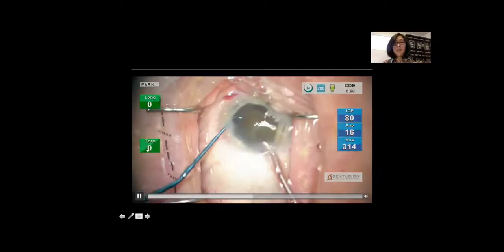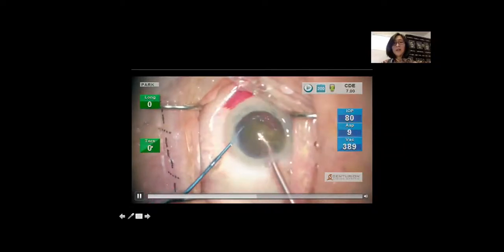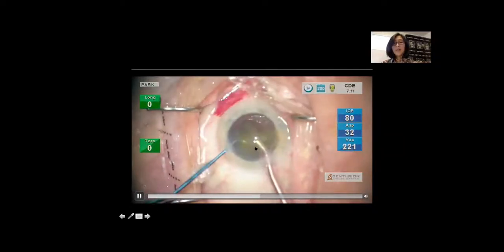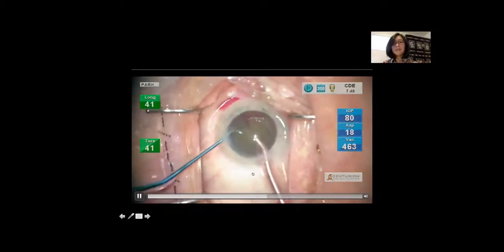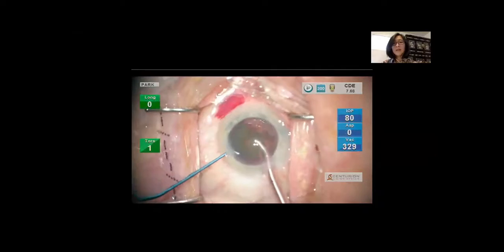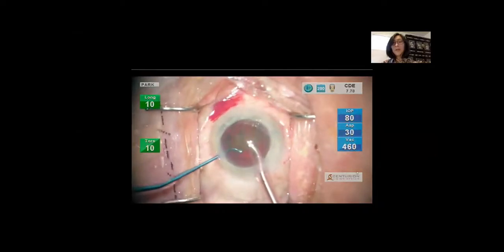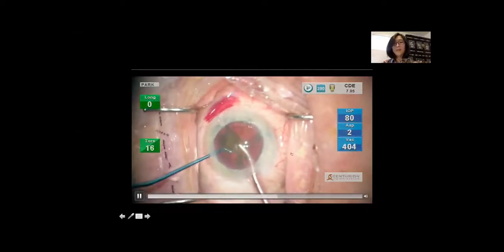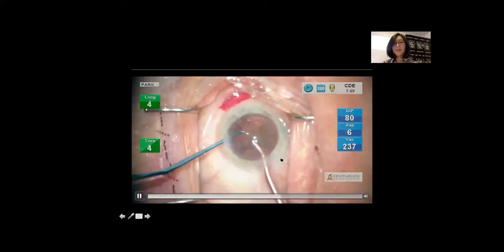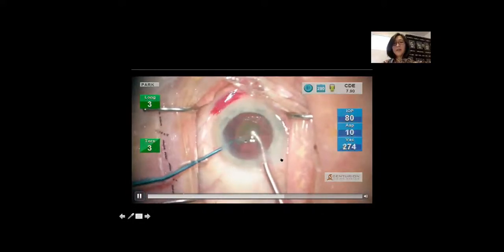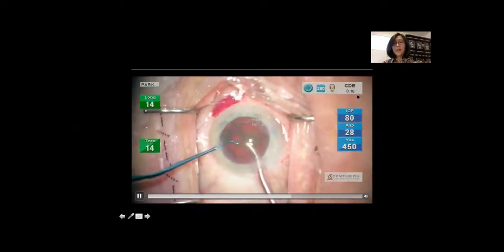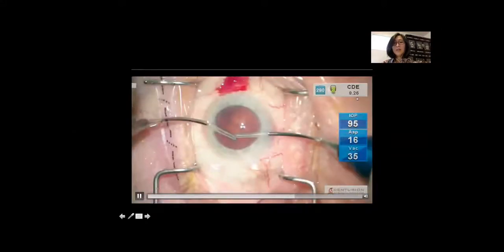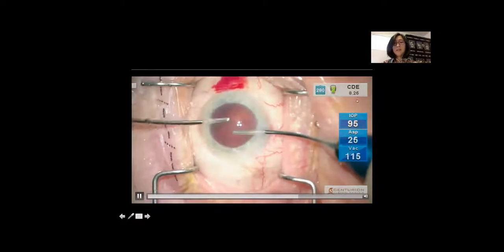You can see here the amount of torsional energy that's being used. This is linear, and I'm using chop to break up this lens into smaller and smaller pieces, and then utilizing simply phaco and vacuum. This is just bringing up this entire lens. You can see our amount of dissipated energy is quite low, so I think we're going to end up under 10 CDE.